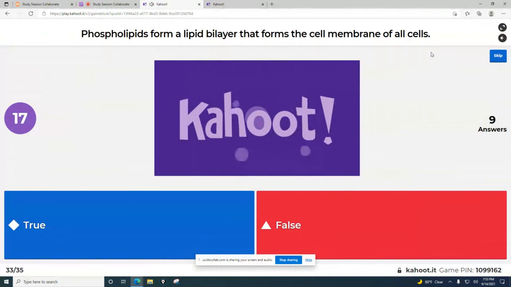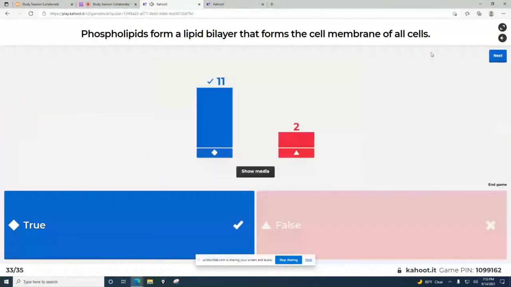Okay, phospholipids form a lipid bilayer that forms the cell membrane of all cells. True or false? Okay, very good. Yes, that's true. Now remember we talked about how the hydrophilic heads and hydrophobic tails allow them to orient themselves to form a lipid bilayer, and the whole purpose of that is so we can form that cell membrane that's surrounding all of our cells, prokaryotic or eukaryotic. And we'll talk more about those probably in class tomorrow.